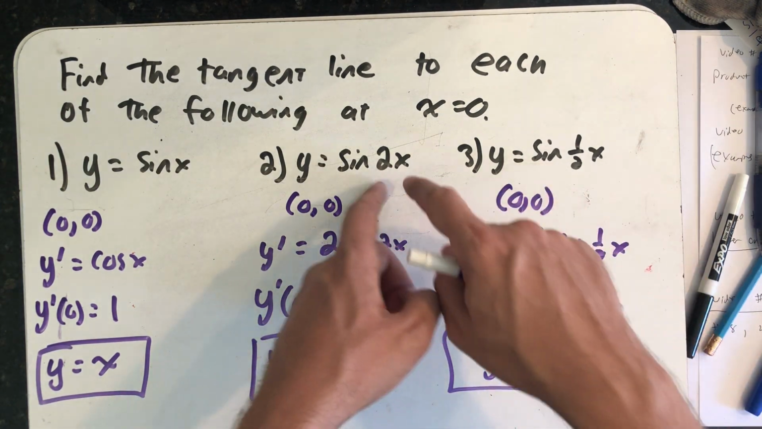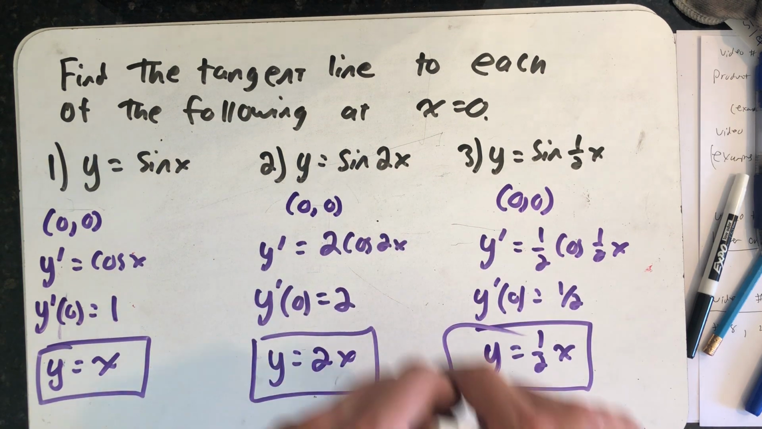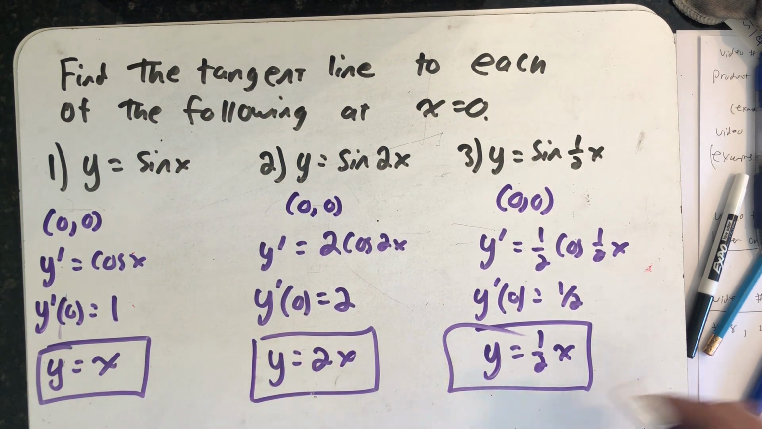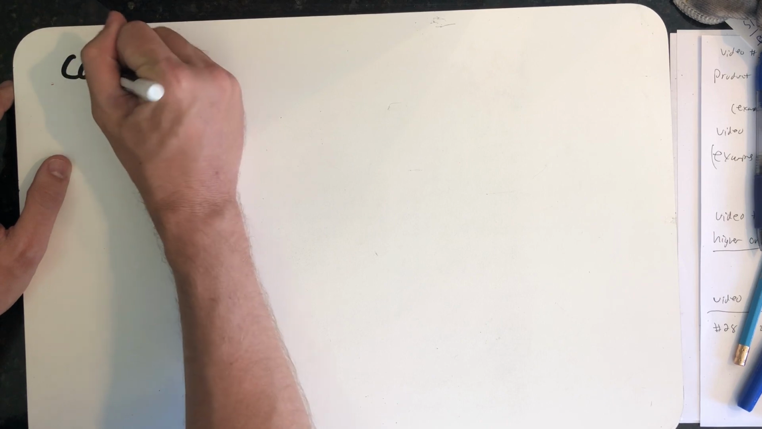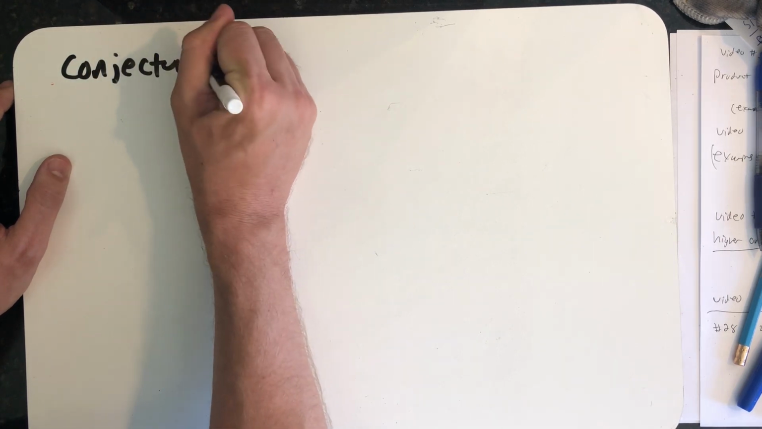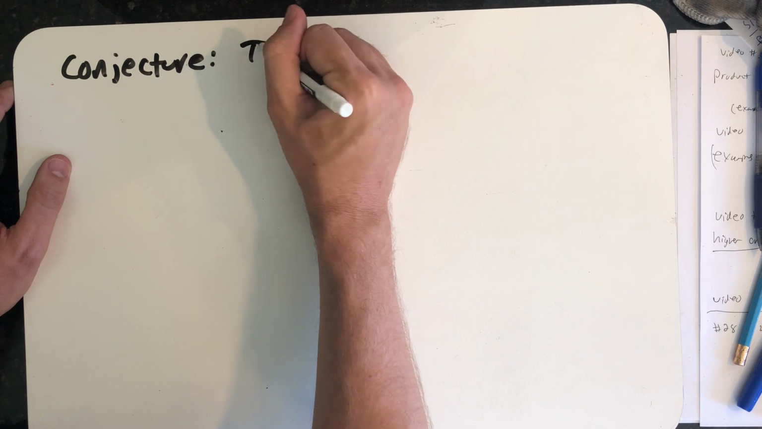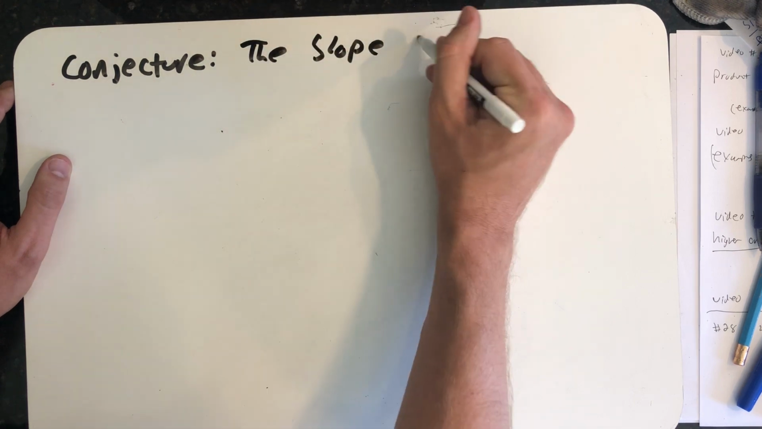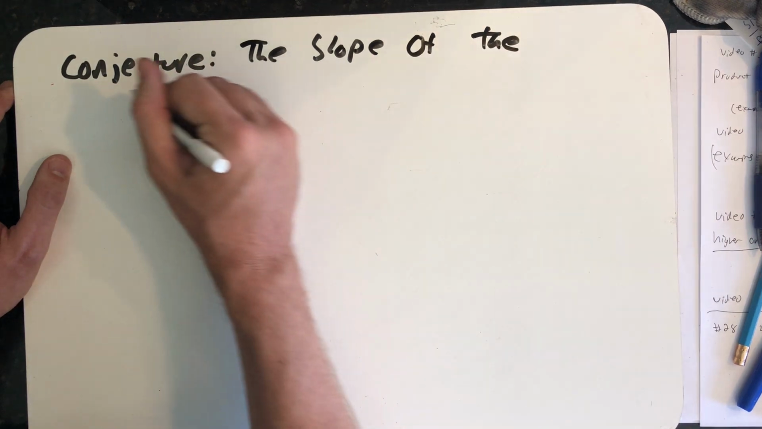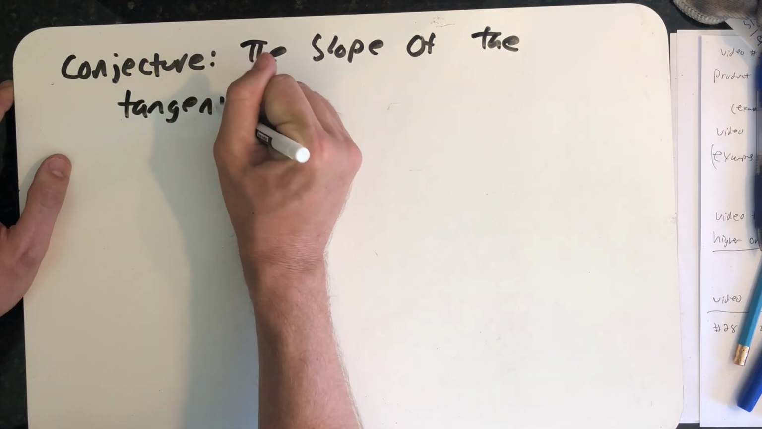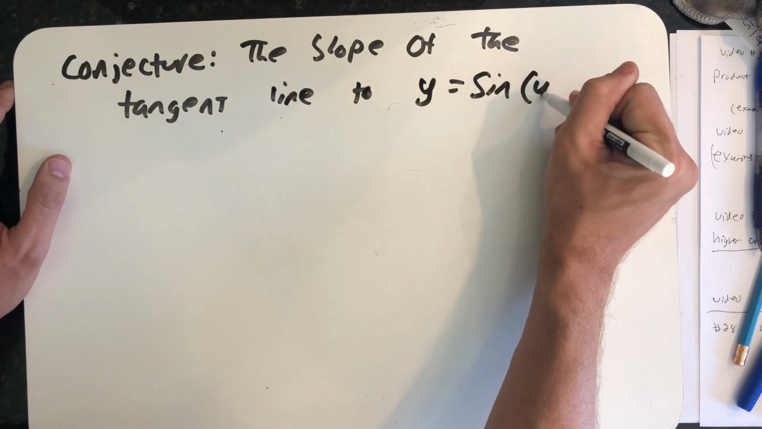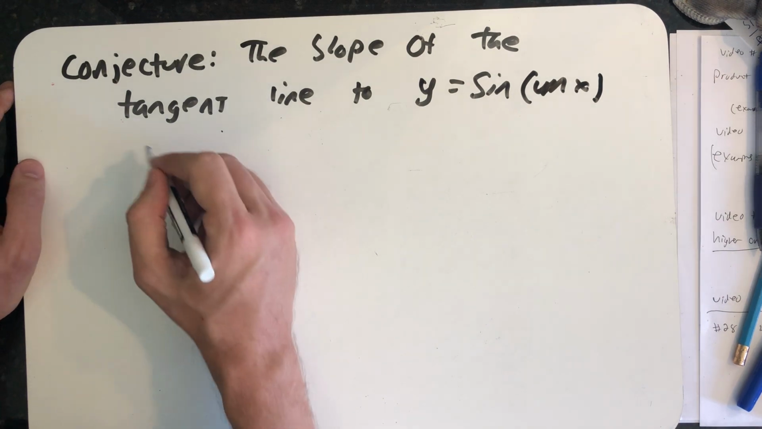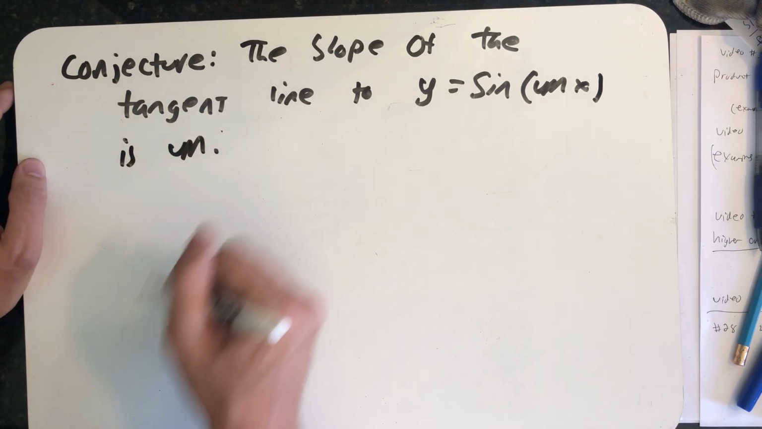So I have y equals x, y equals 2x, y equals 1/2 x, and I think I see a pattern going on: whatever constant I multiply x by becomes my slope. And I'd like to think about why that is. So what I'm going to say is that we have a strong suspicion, a conjecture, that the slope of the tangent line to y equals sine of mx, where m is just some constant, is m.